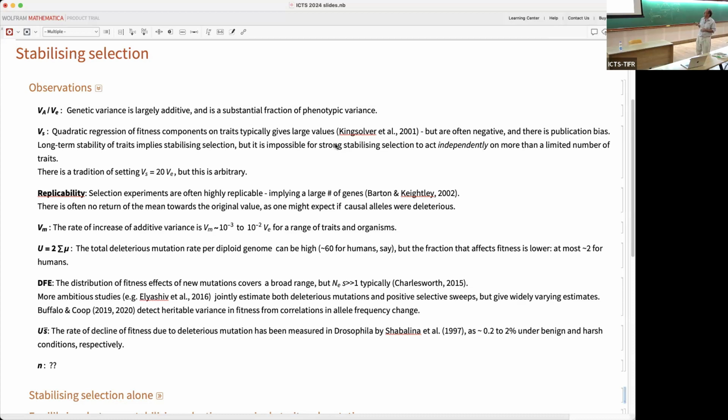Just to very briefly summarize some other observations, we know that selection experiments are often quite replicable. Sorry, yeah. Sorry?